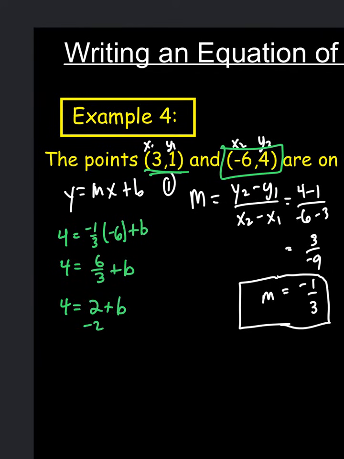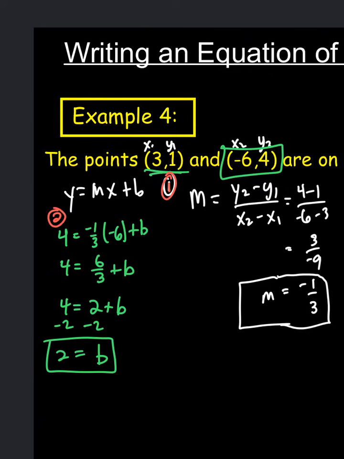And then we subtract 2. Hopefully I'm doing this correctly this time. And the y-intercept is 2. So our first step was to figure out the slope, and then our second step is to plug stuff in like we did on examples 2 and 3.